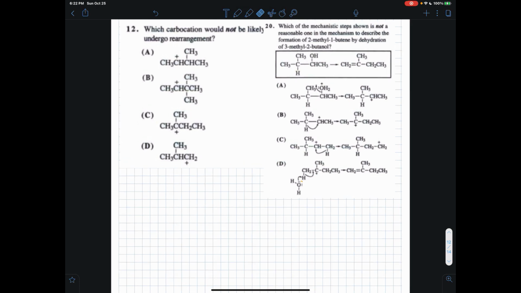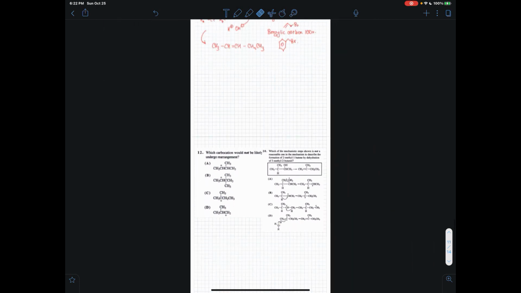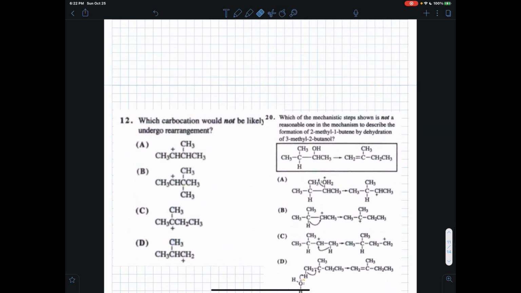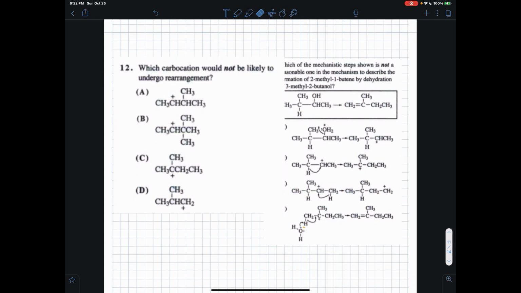Alright, so looking at number 12, they're asking us which carbocation would not likely undergo rearrangement. I remember when I mentioned the mechanism that rearrangement happens only if you're going from a secondary to a tertiary or a primary to a secondary, something that's more stable, right? You never want to go from a tertiary to a secondary. That never happens.